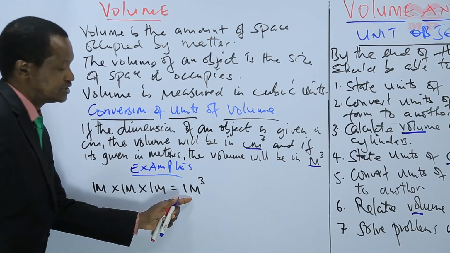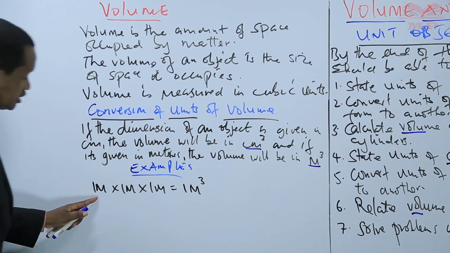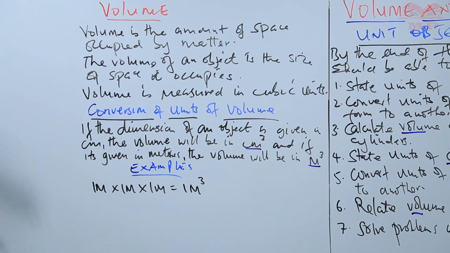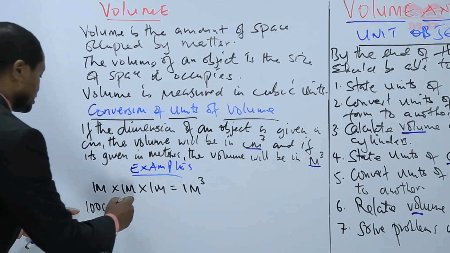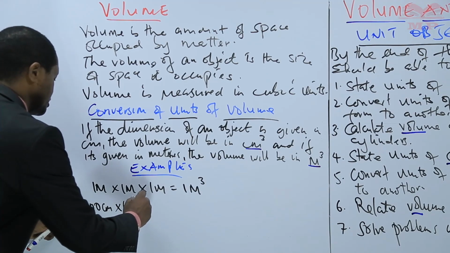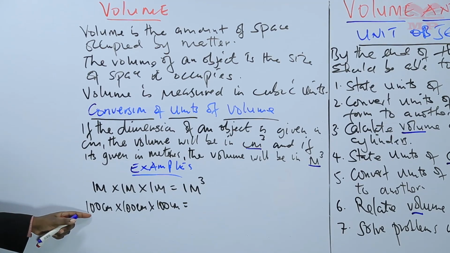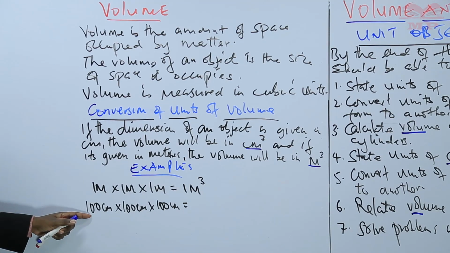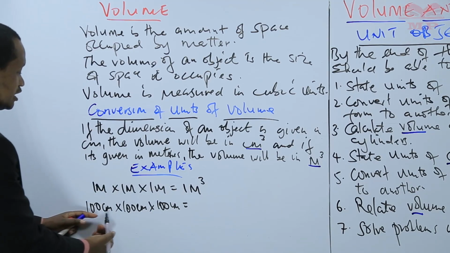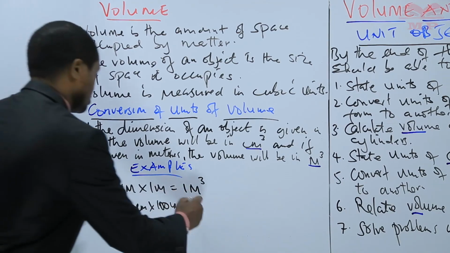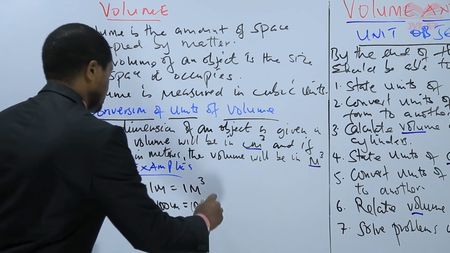Now these cubic meters can be converted into cubic centimeters. And how do you do that? We know that 1 meter is equal to 100 centimeters. So 100 centimeters times 100 centimeters times 100 centimeters will be equal to 100 times 100 times 100. We have 6 zeros.